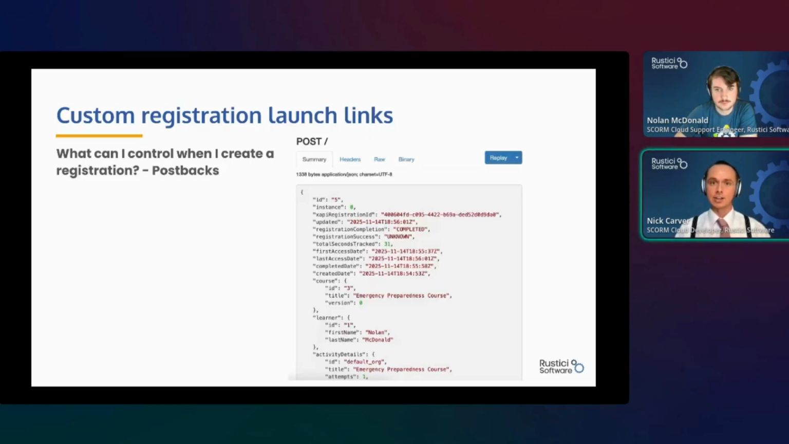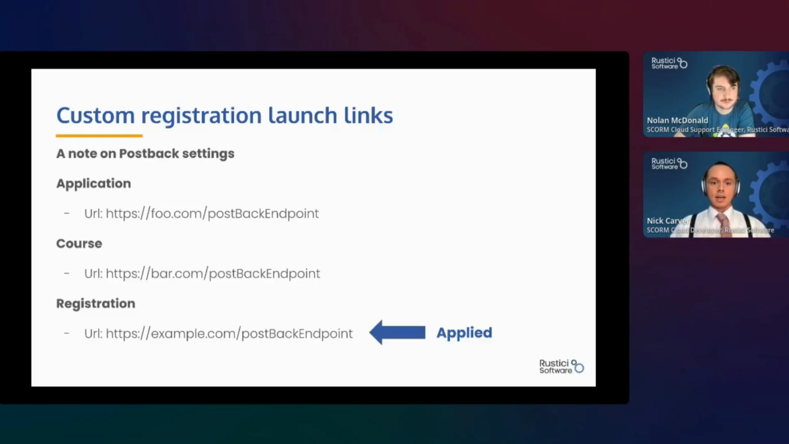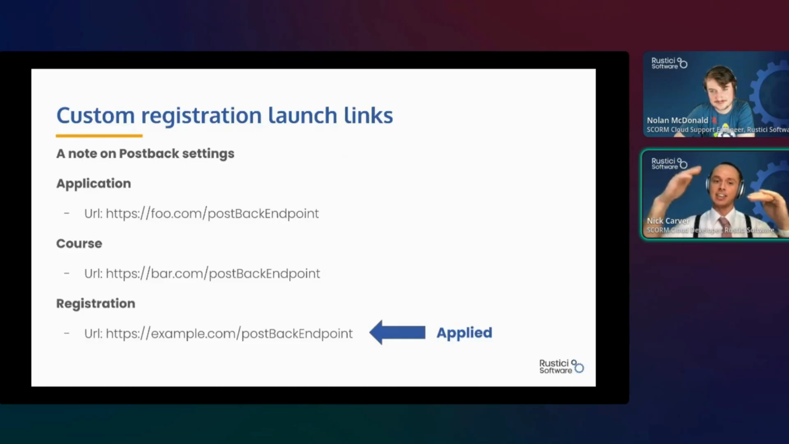The next slide is just going to show you what kind of data you can expect from SCORM Cloud. It's going to send you a post request, and it's going to look something like this, showing your registration data. Then I wanted to stop here for a moment and make an important note about registration level configuration. What we're looking at here is the hierarchy in SCORM Cloud. We have the application level as the highest, then the course level underneath that, and then the registration level. The lowest level at which you make a setting is the setting that will be applied.